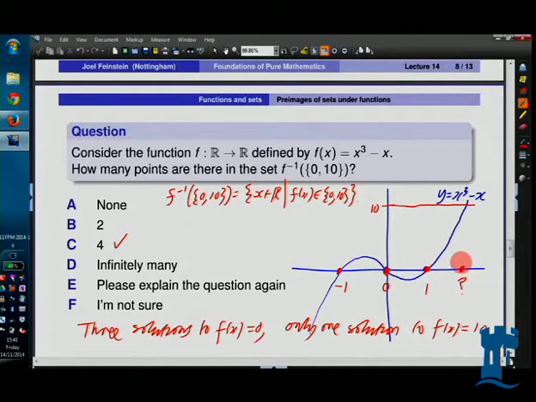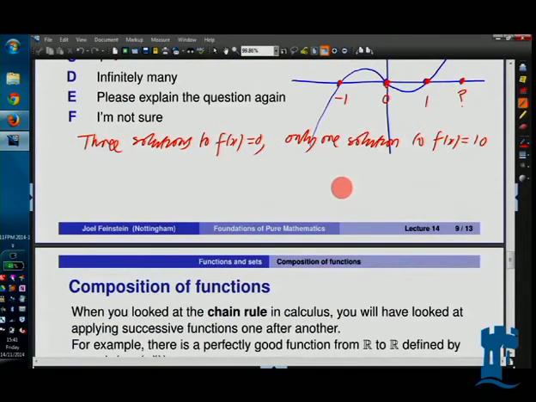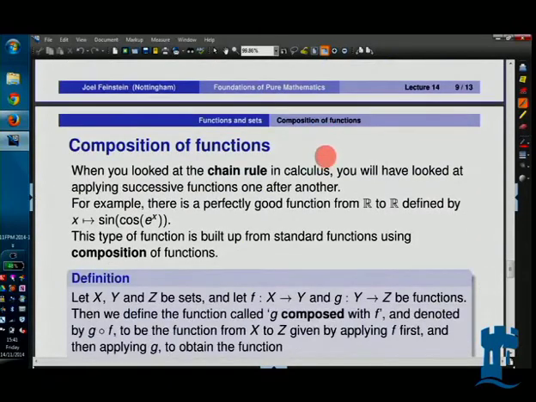Right. Any questions about that example? Okay, let's move on to composition of functions.